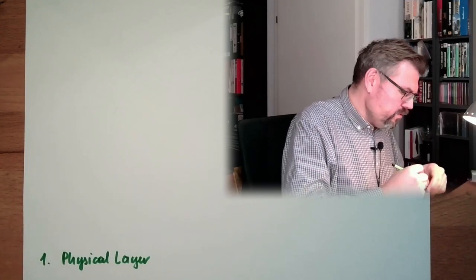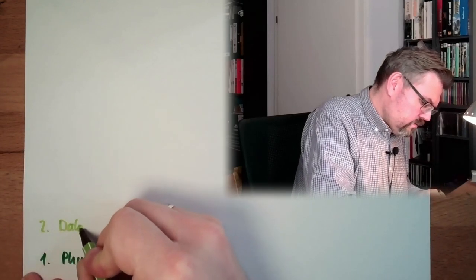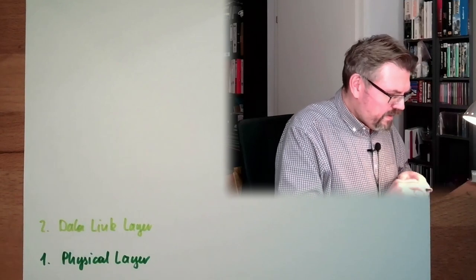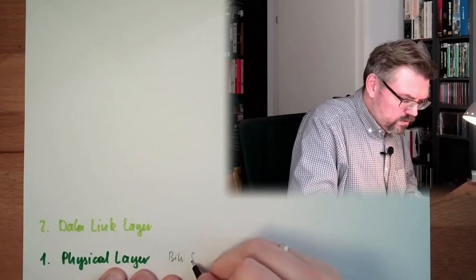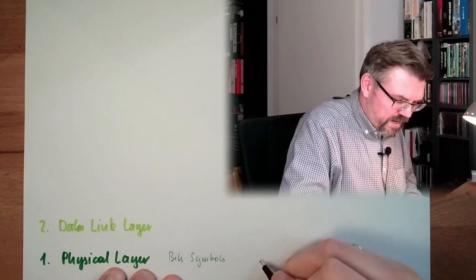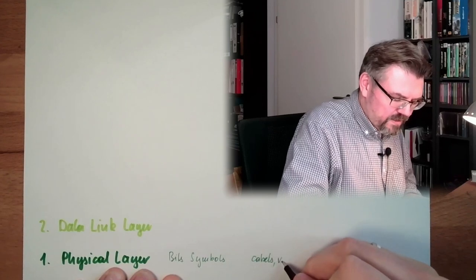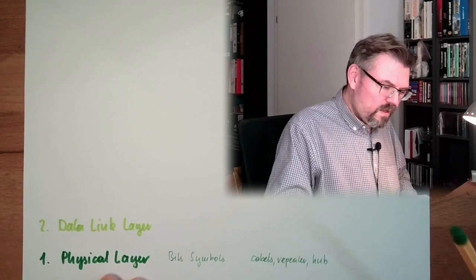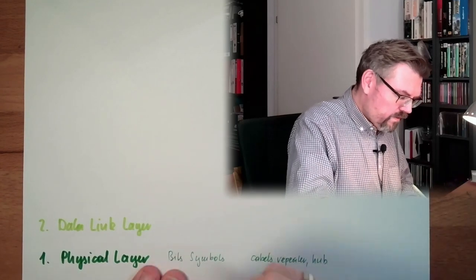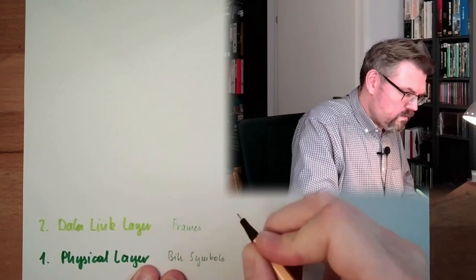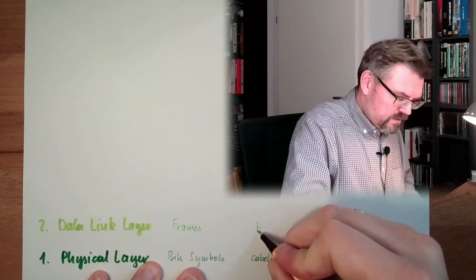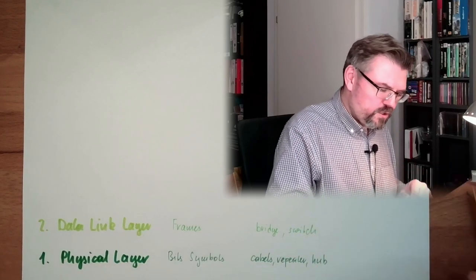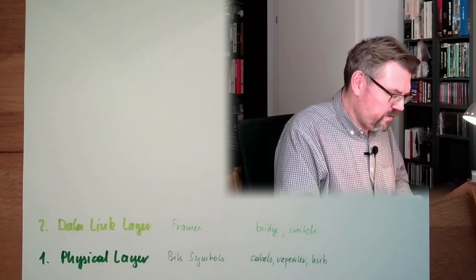Layer 2 is the data link layer. Here, the things we are dealing with are called bits or symbols. We have cables, for instance, and things called repeaters, or I'm sure you have heard of a hub, right? Things we are dealing with here are called frames. And here we have a bridge, for instance, or sometimes we also call it a switch. We'll hear what this means. Switch is a typical piece of equipment used here. Yeah, this is the data format.